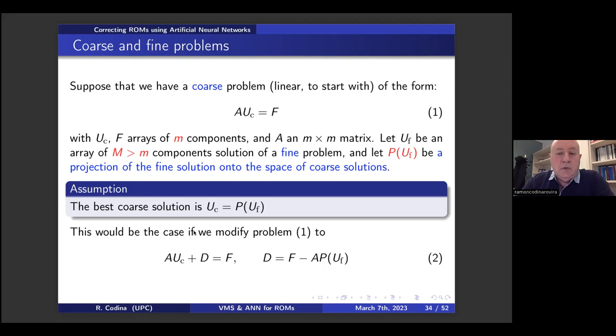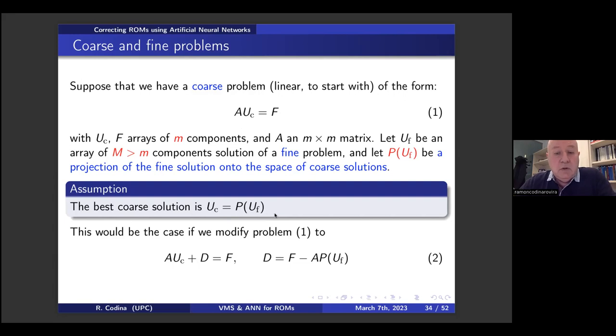And we have to have at our disposal a projection, sort of projection, from the fine problem to the coarse problem. So this projection is P here. So now we state the basic assumption, and it is that the best coarse solution, the best we could hope for, is equal to the projection of the fine solution. Of course that assumes that this projection is accurate enough.